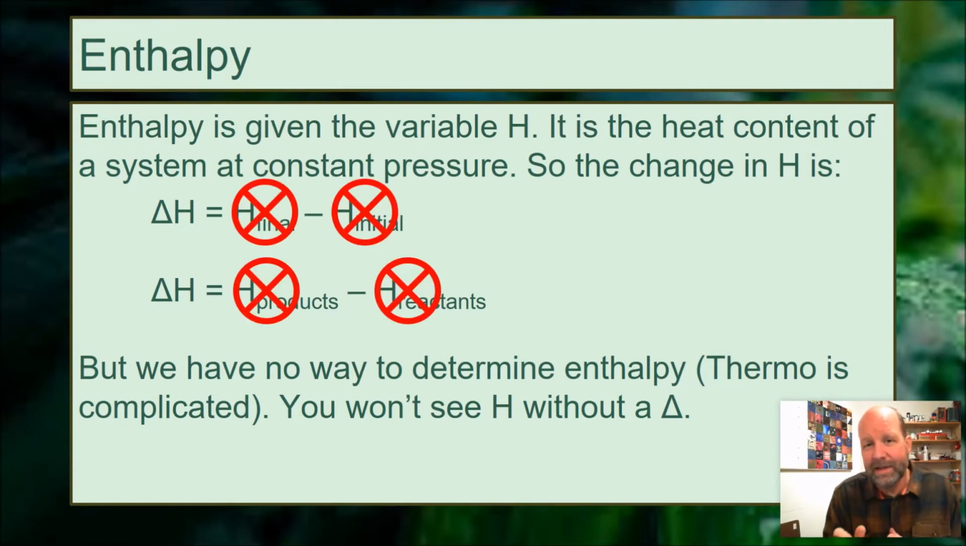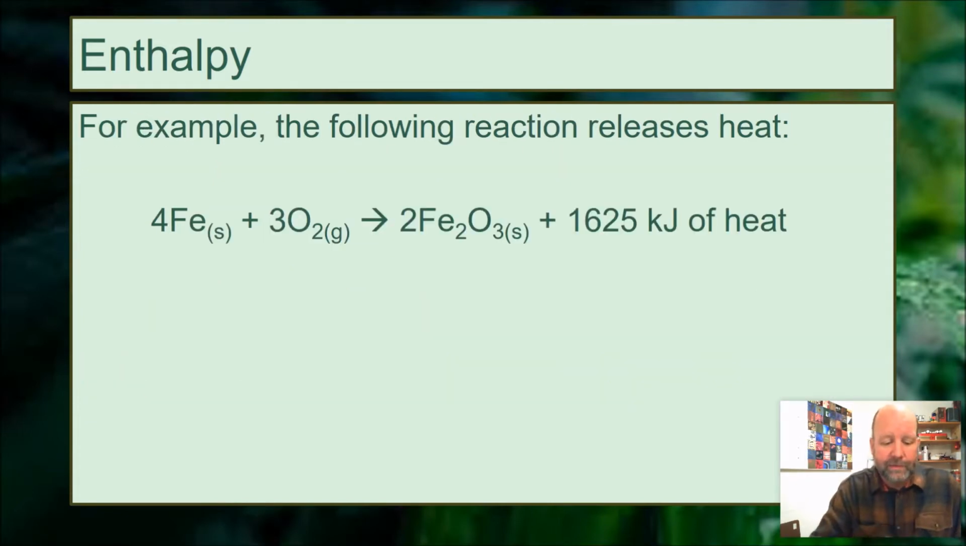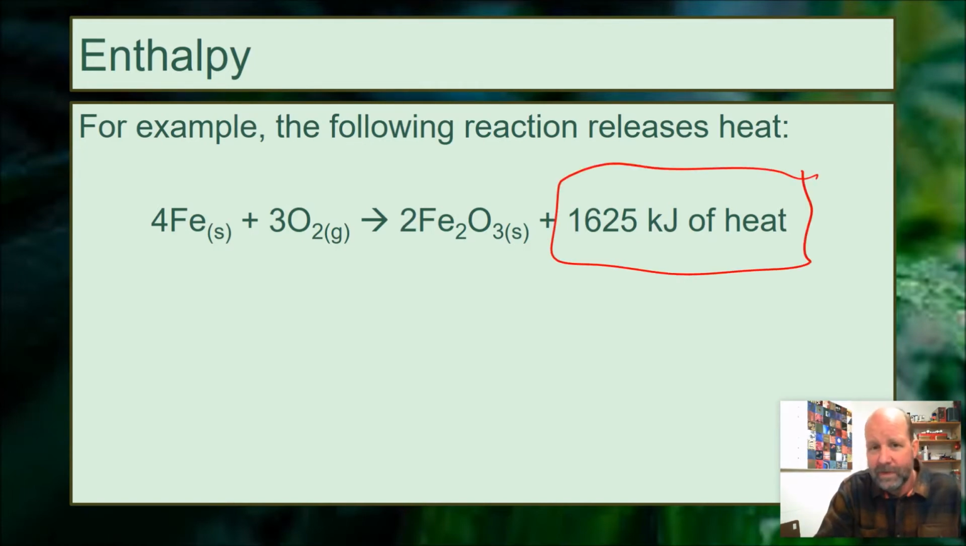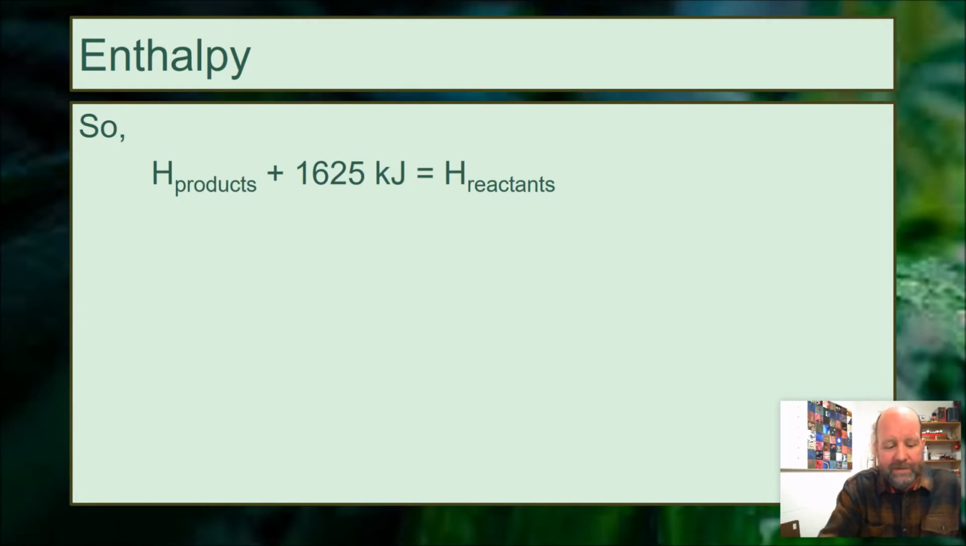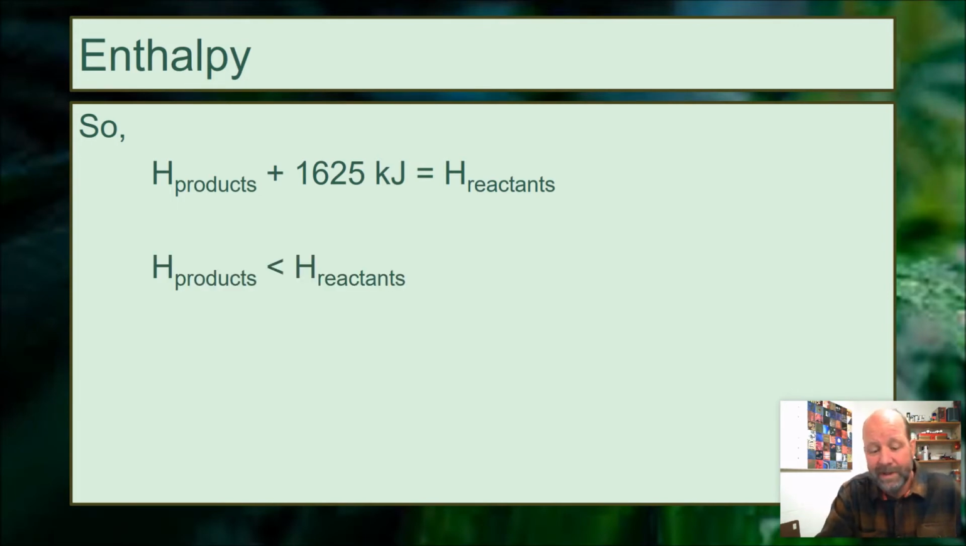So we can't get any of these things, but what we can get is how much they change. So we'll have a reaction like this. I've got iron rusting here, making iron oxide. And I know that this produces heat, 1,625 kilojoules of heat to produce 2 moles of iron oxide. So what that means is the heat of the products plus some amount of energy equals the heat of the reactants. So the enthalpy in the products has got to be less than the enthalpy in the reactants because heat came out.